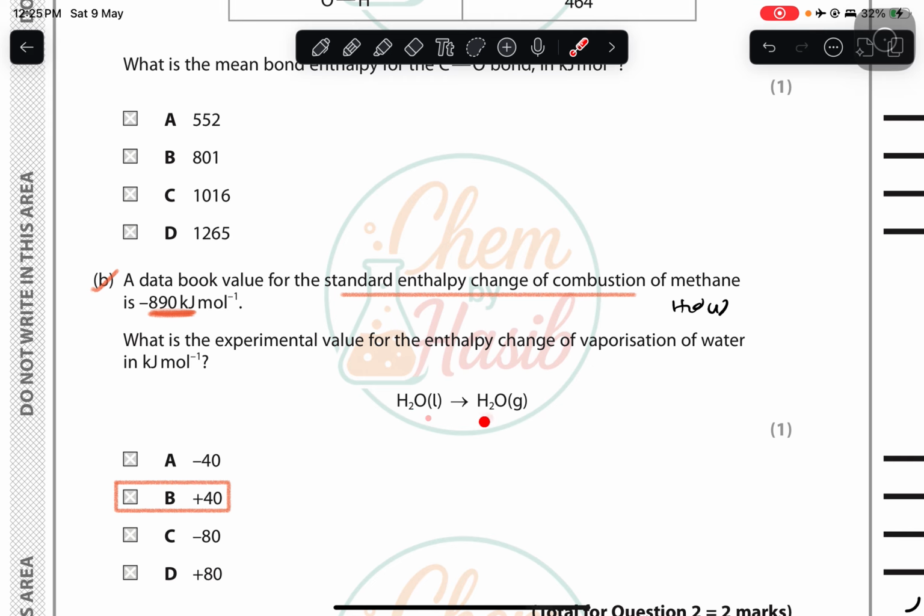Since it's a liquid turning into gas, the conversion should be endothermic, and that is why options A and C will be ruled out. Because when you turn liquid to gas, the process is endothermic, right? This process is endothermic.